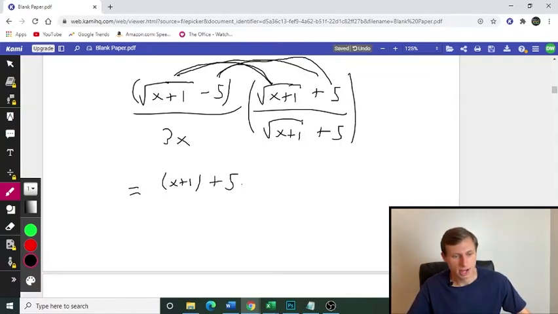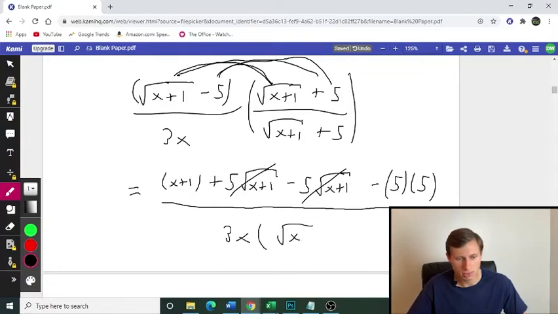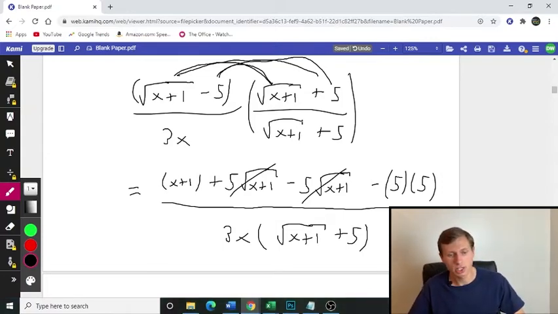Then we get plus 5 square root of x plus 1. Then we have minus 5 square root of x plus 1, and you can see these are just going to cancel out here, which is nice. And then for the last terms, it's going to be minus 5 times 5, which is just 25. Okay, and then the denominator, what we're going to get is 3x times the quantity square root of x plus 1 plus 5. And you can distribute that if you want, but generally that's not going to help you, because the reason why we did this step is because after rationalizing and canceling, you're pretty much looking for a factor and cancel, and then once again direct substitution.